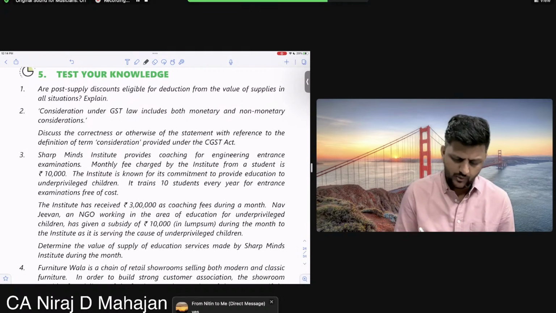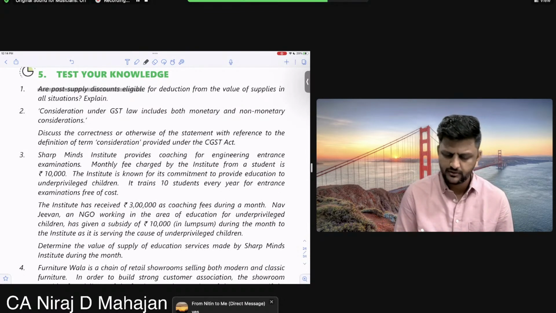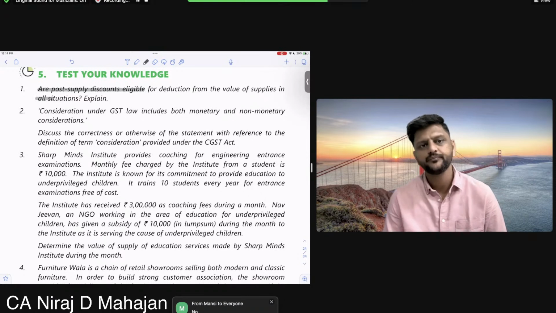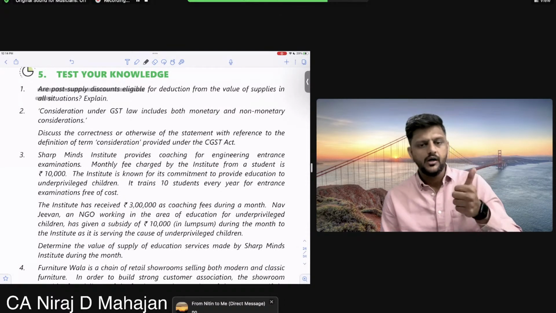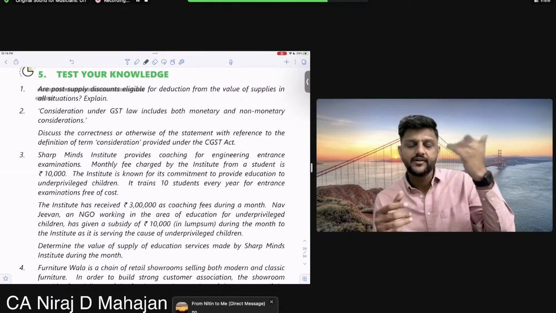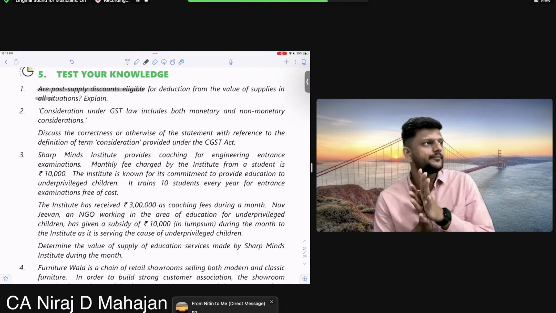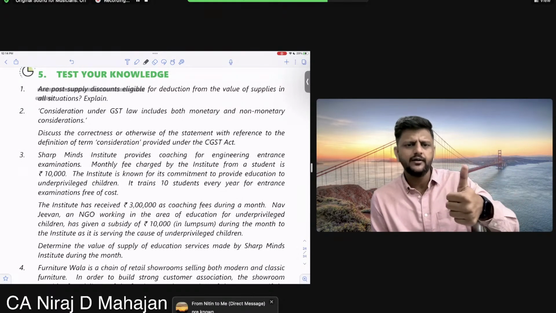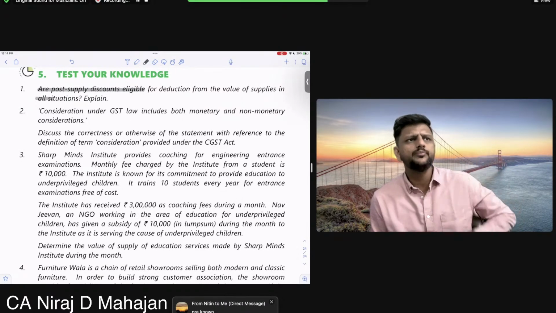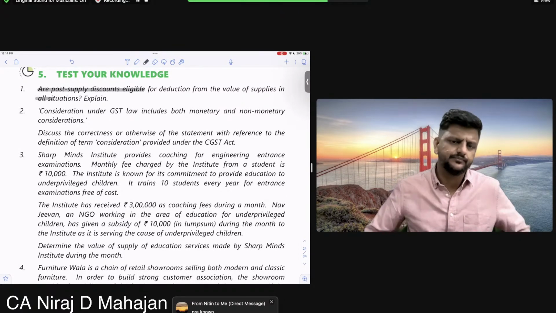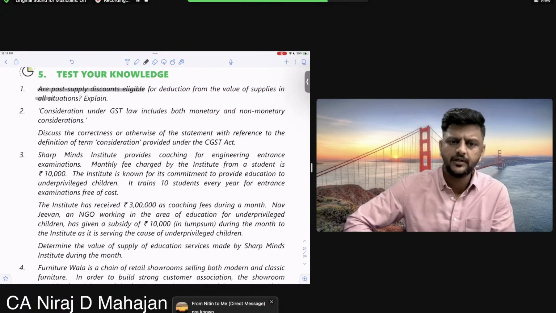Are post-supply discounts eligible for reduction from the value of supplies in all situations? In all situations, no. Then which situations? Agreed beforehand, right? And then it is given. But if it is given, then what should happen? The supplier has an agreement beforehand, pre-known, correct. And second, children, the buyer reverses the proportionate ITC. Right? Clear?